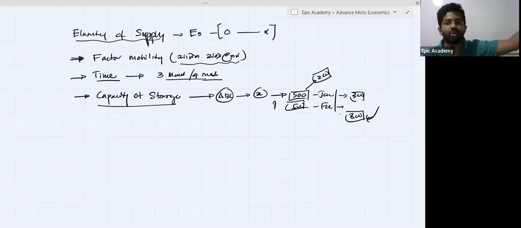You have to sell before that. So we cannot keep those. Okay. So then you cannot change the quantity of supply according to a sudden change in the market.